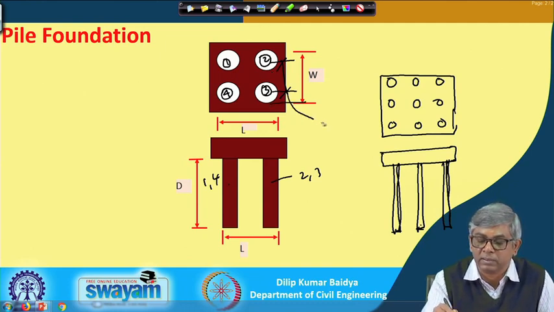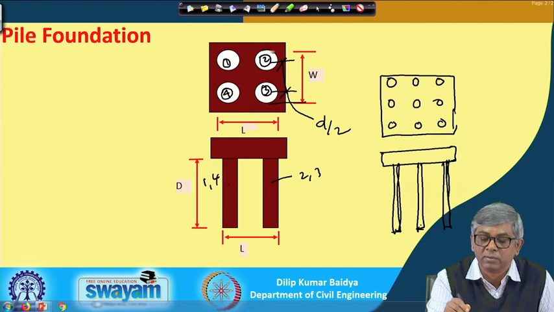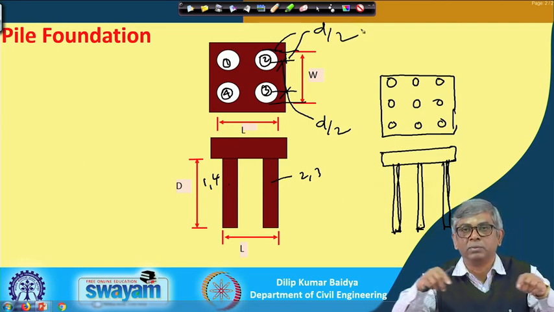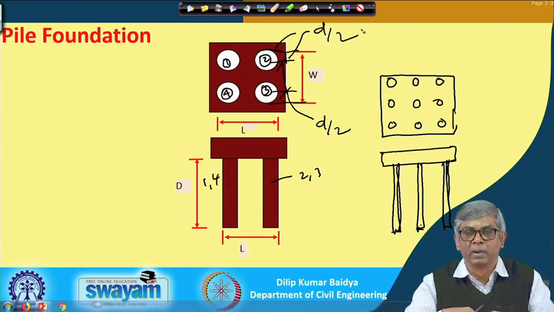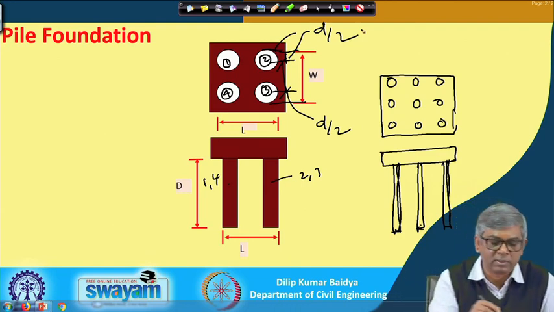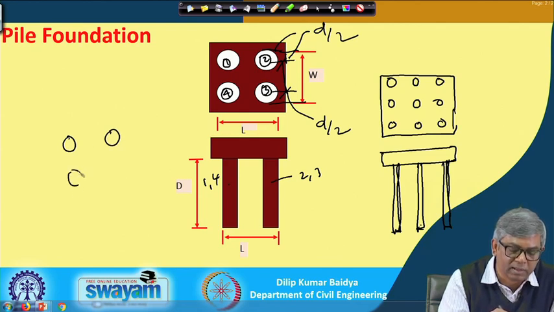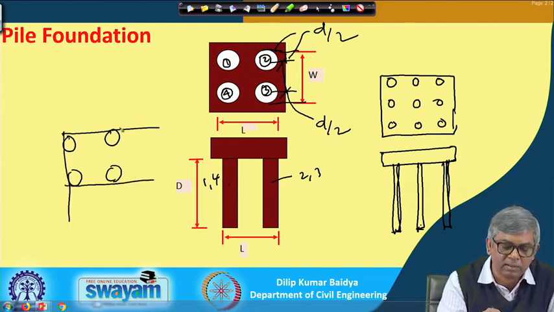And this side, how much will it be? It will be d by 2, and this side again d by 2. Ultimately, if I draw a line tangential to the external surface of the piles, then whether it is a square pattern or rectangular pattern, you will get either a square or a rectangle. Let me draw this once again separately, like this, and like this. I will draw the tangent from here, from here, from here, and from here.